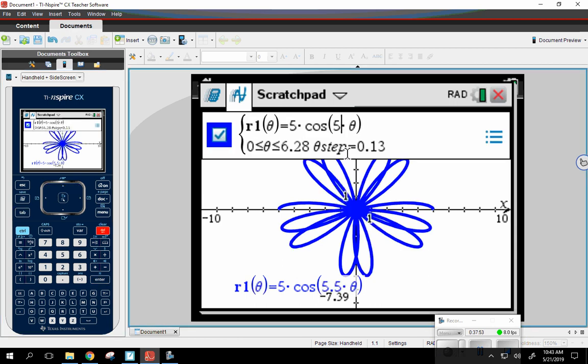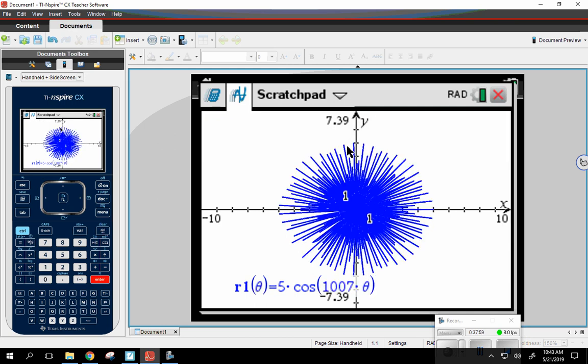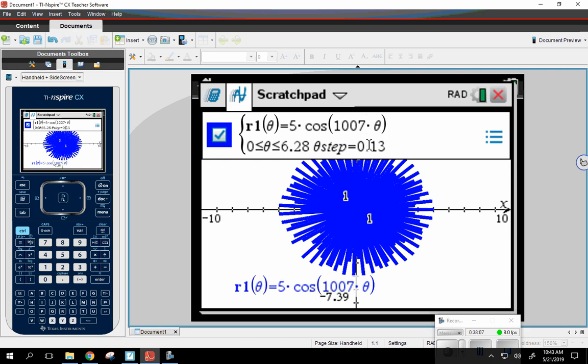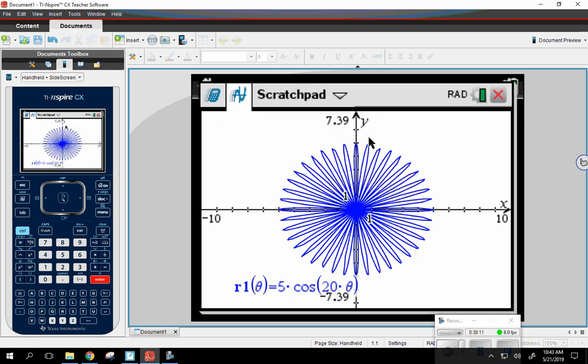So let's try, I think, Raphael, you said 1007? There you go. And, you know, you can go ahead and get some pretty cool graphs with smaller numbers as well. If I were to do something like, you know, maybe 20, you'll still be able to see all 40 of those. Okay. So it just gets to a point where the resolution isn't able to distinguish between the petals anymore, and it looks like a blob.